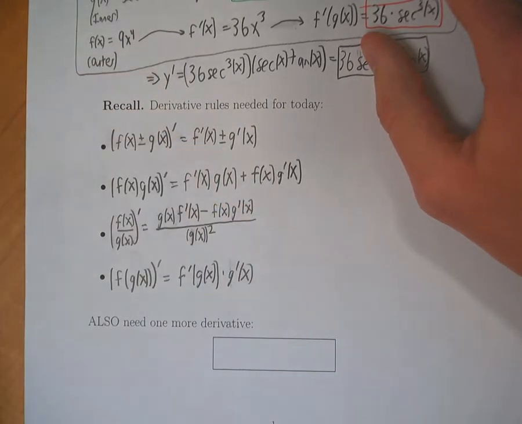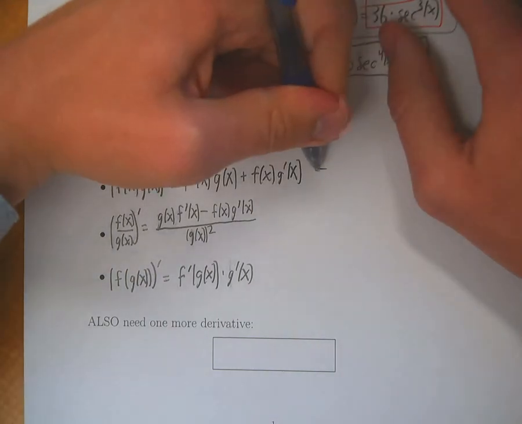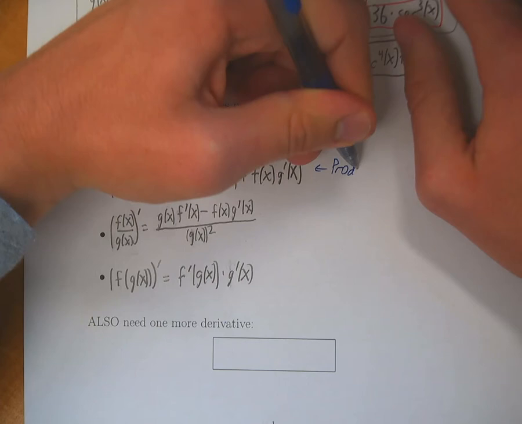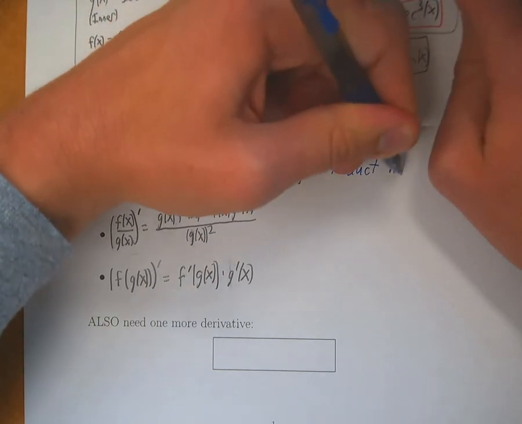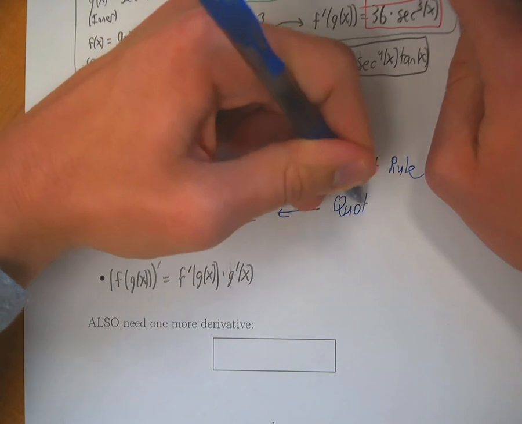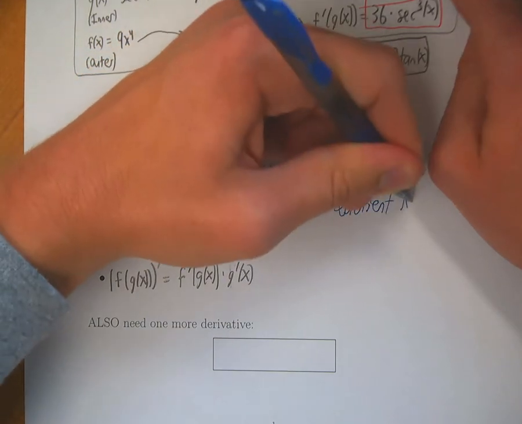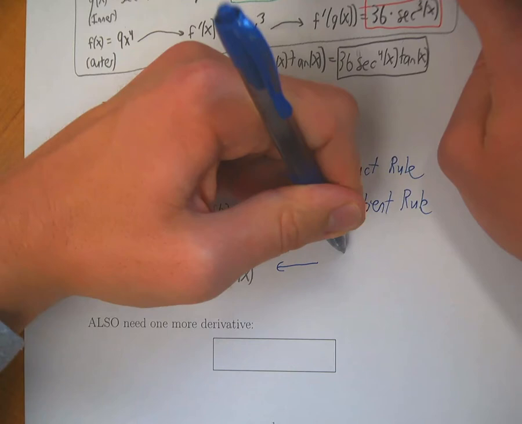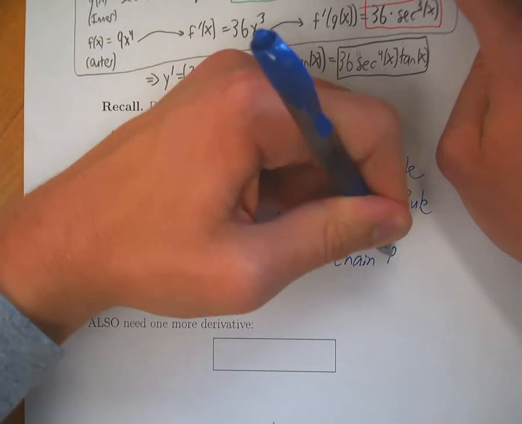Okay. So, as I mentioned, this part here is just product rule. This is just quotient rule. And this is just chain rule.